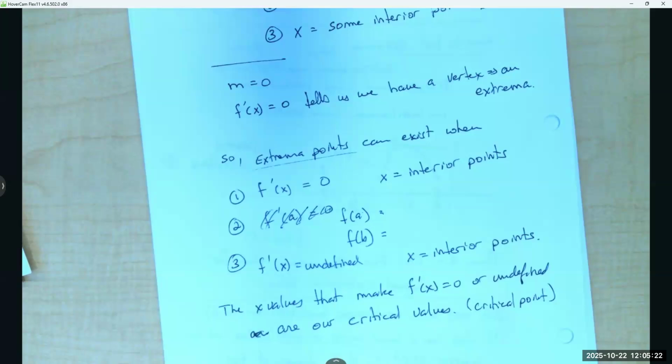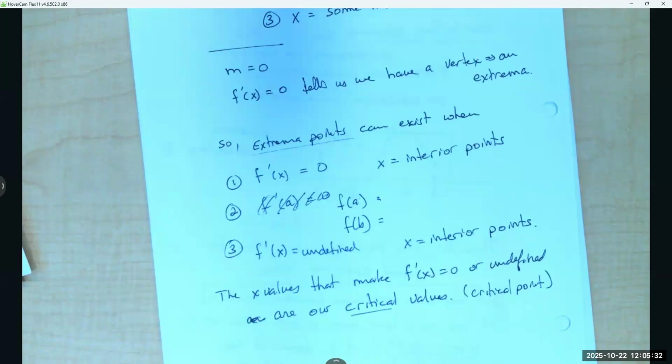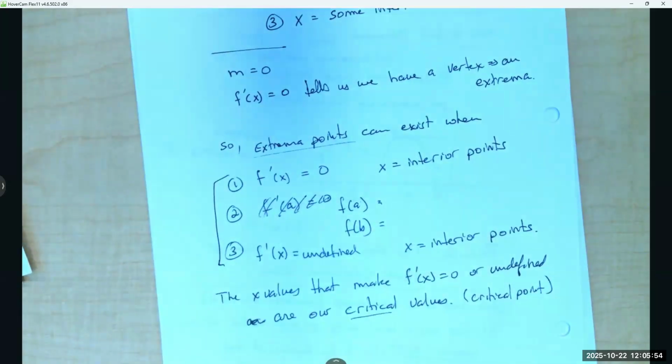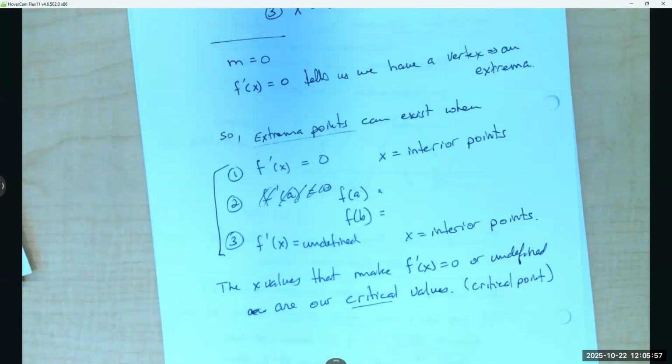Why are they called critical? Because critical simply means important. Out of all the x values in our domain, these are the ones that are the most important. So that's why they're called critical values or critical points, the actual points themselves where it exists. So this is what we'll have to do whenever we start searching for maxima and minima.